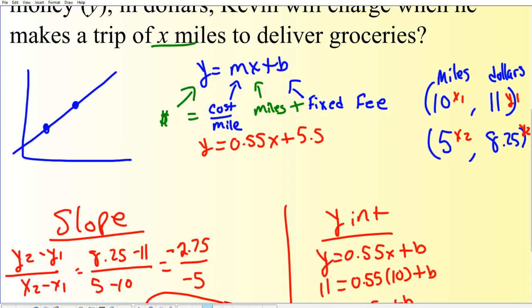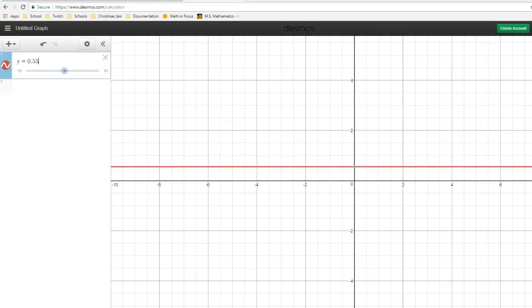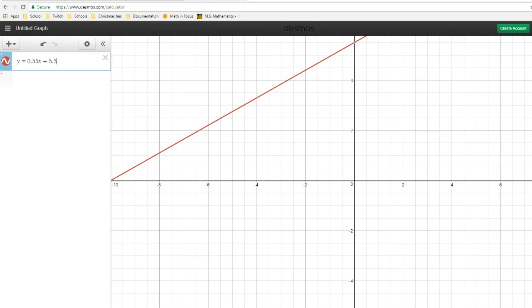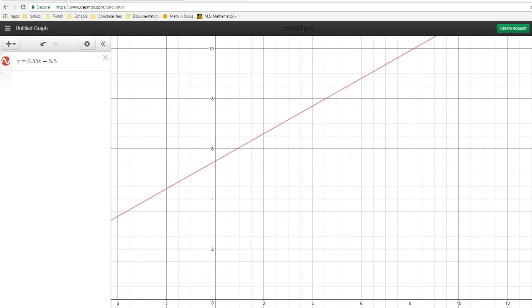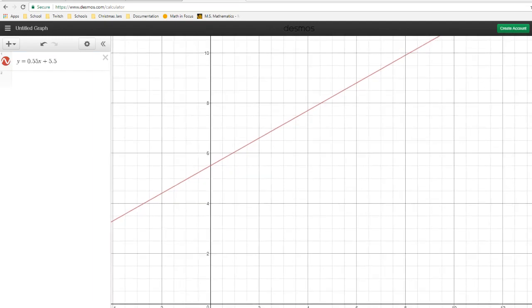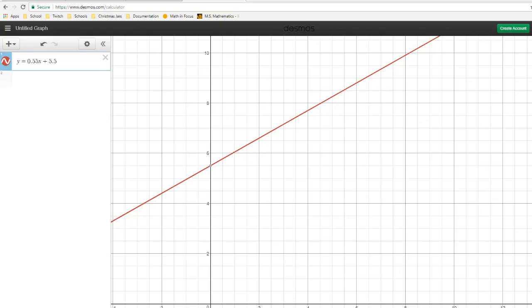Now, proof. Desmos. I had the equation y equals 0.55x plus 5.5. Now, does this go through the points? It was 5 miles and 8.25. Where is it? 8.25. Hey, look at that. My point's right on the line.